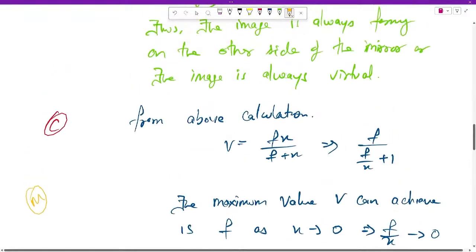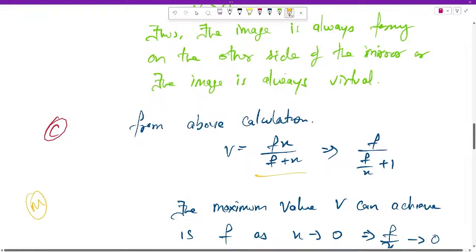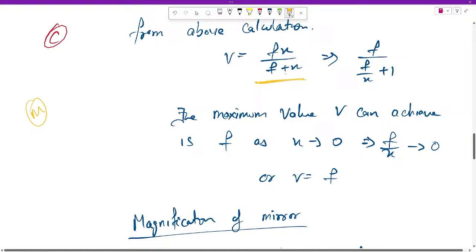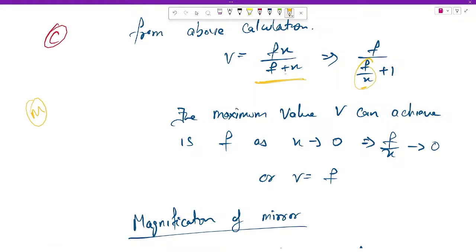So from the above calculation, we see that v equals fx by f plus x, and if we divide both the numerator and denominator by x, we will get f by f over x plus 1. So when we increase the value of x, this term f over x will tend towards 0. Thus the maximum value of v that we can achieve would be v equals f. That is, if we take the object away from the mirror, then the maximum position of the image is going to be at f. That's what the question said.